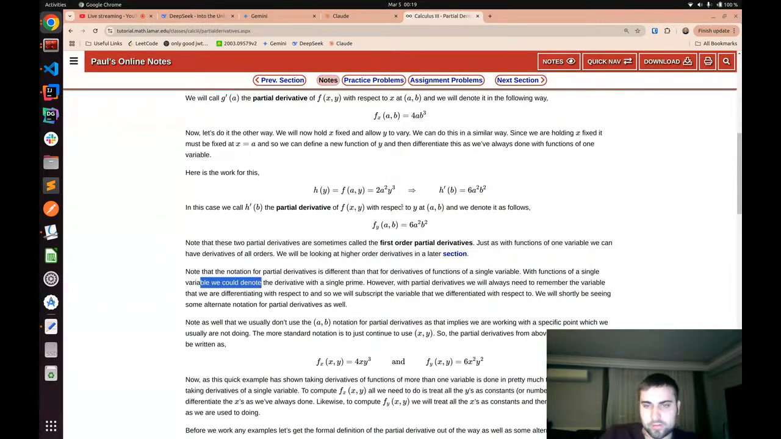With partial derivatives, we will always need to remember which variable we are differentiating with respect to, and so we subscript the variable that we differentiate with respect to. We'll shortly see some alternate notation. Note as well that we usually don't use the a, b notation for partial derivatives, since that implies we're working with a specific point, which we usually are not doing. Most of the time we just write the partial derivative directly.